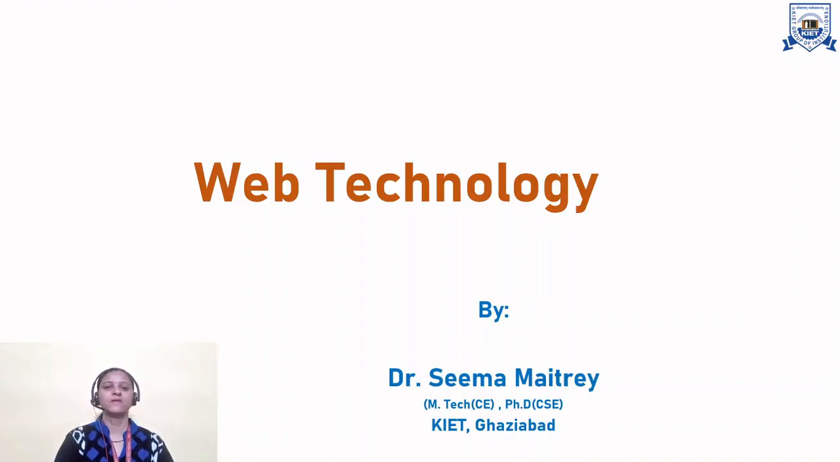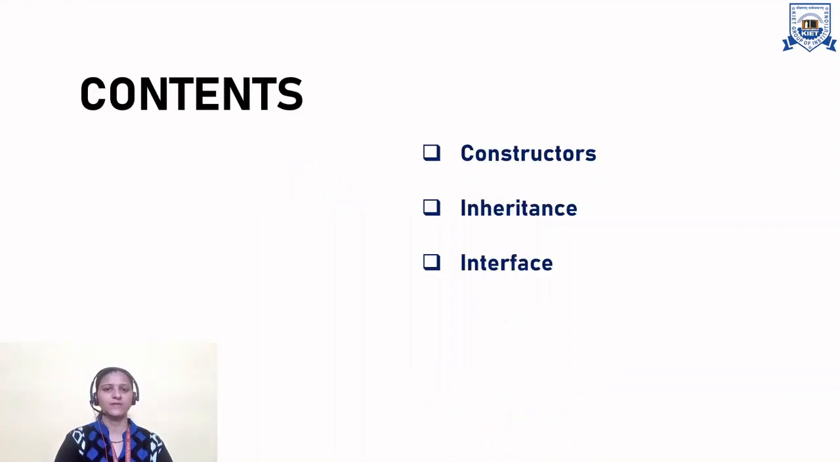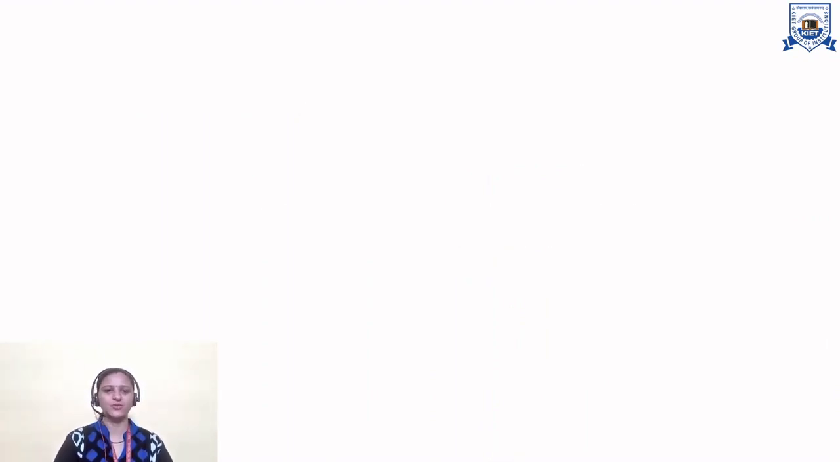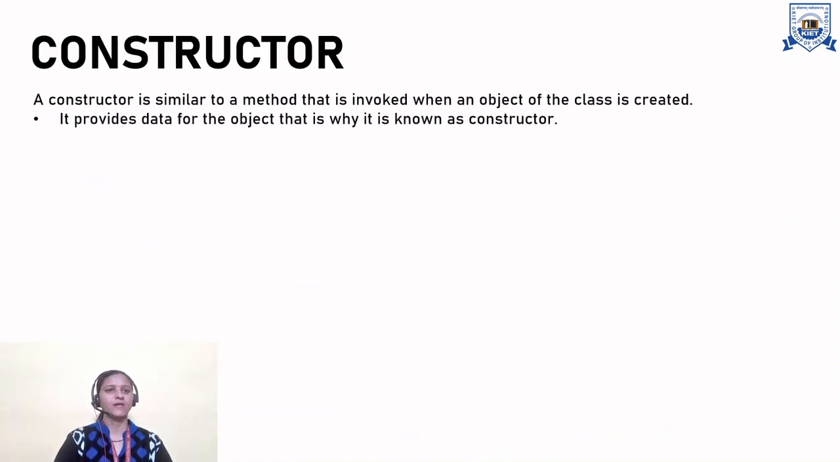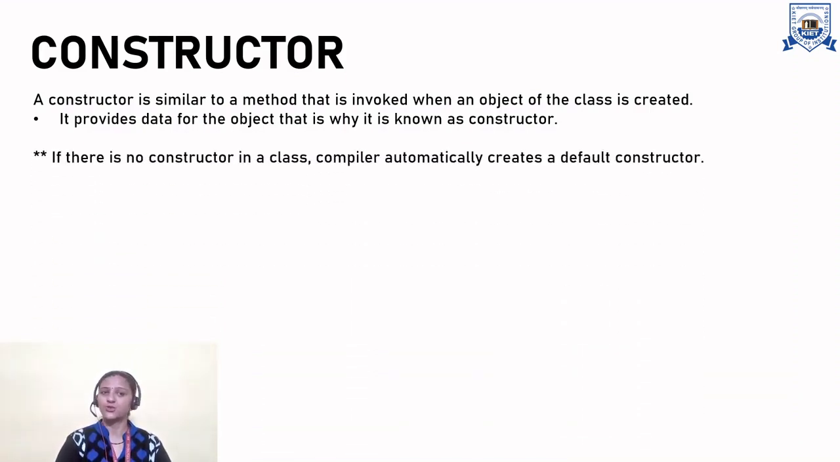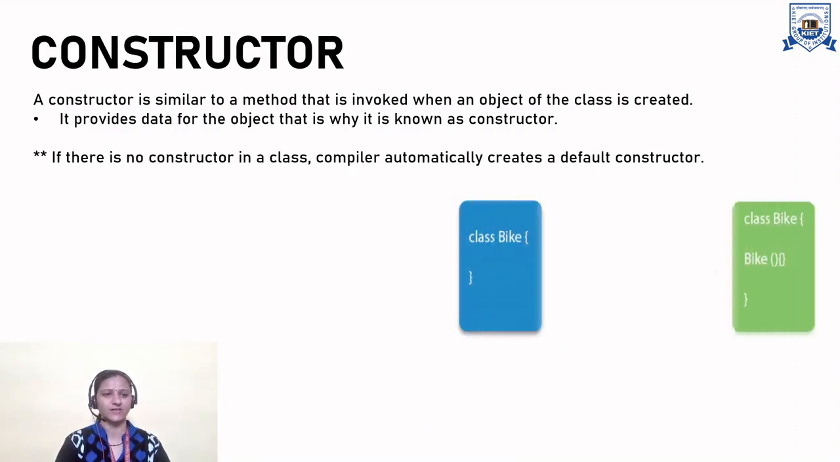Dear students, today I am going to cover the topics Constructors, Inheritance and Interfaces. So let's start with the topic constructors. What are constructors? A constructor is similar to a method that is invoked when an object of the class is created. It provides data for the object, that's why it is known as a constructor. If there is no constructor in a class, the compiler automatically creates a default constructor.